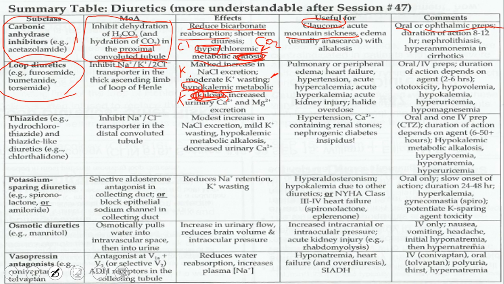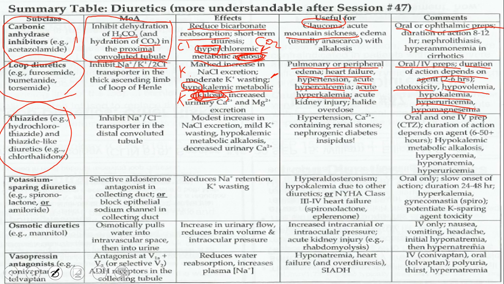Pulmonary or peripheral edema is what this is useful for. Heart failure, hypertension, acute hypercalcemia, acute hyperkalemia, a lot of things like that. There are both oral and IV preparations. Duration of action depends on the agent, usually 2 to 6 hours. You can have ototoxicity, hypovolemia, hypokalemia, hyperuricemia, hypomagnesemia. I'm not talking about these other ones right now, but just understand there's other ones out there.